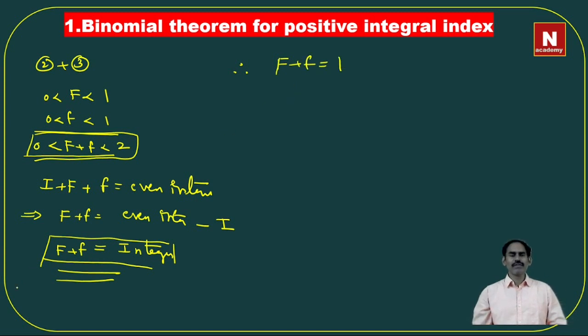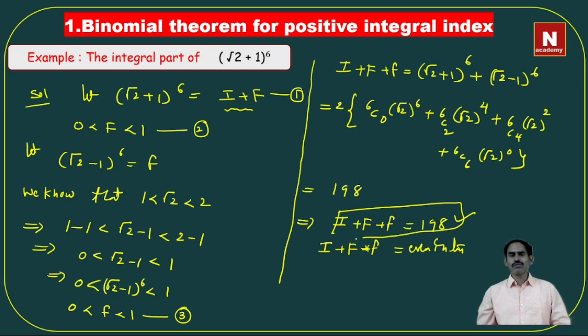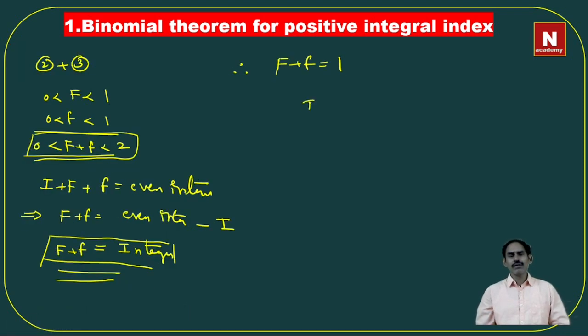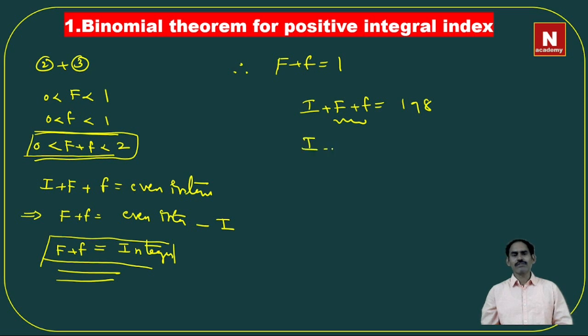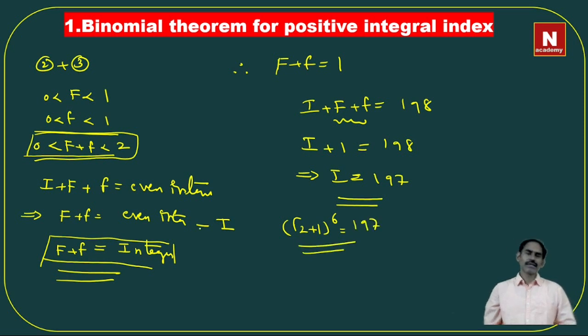So according to our previous equation, I plus f plus small f equals 198. We have I plus capital F plus small f equals 198. Now capital F plus small f is 1. So I plus 1 equals 198. That implies I equals 198 minus 1, 197. Therefore, the integral part of (root 2 plus 1) whole power 6 equals 197, which is the correct answer.